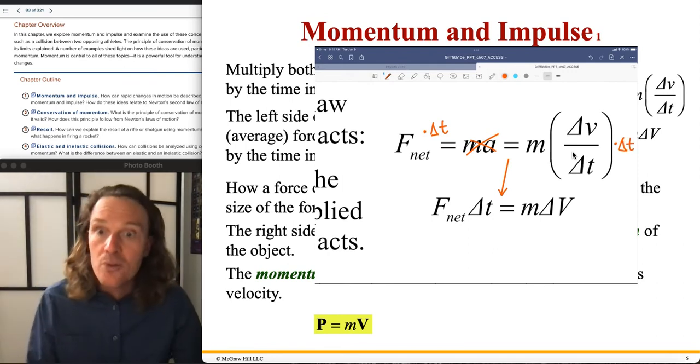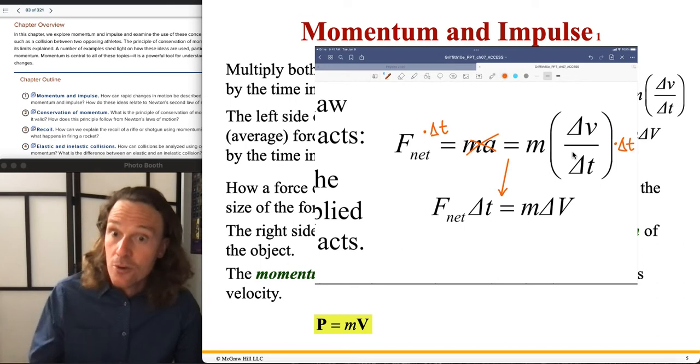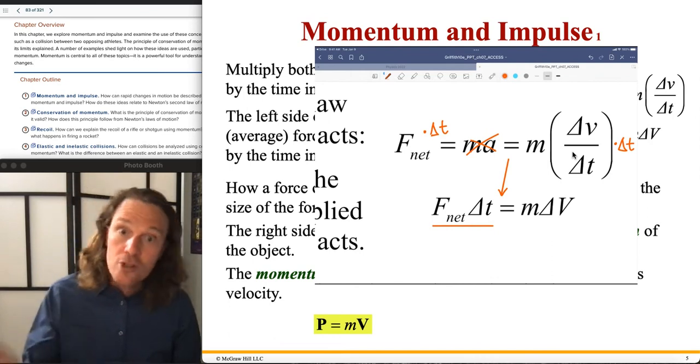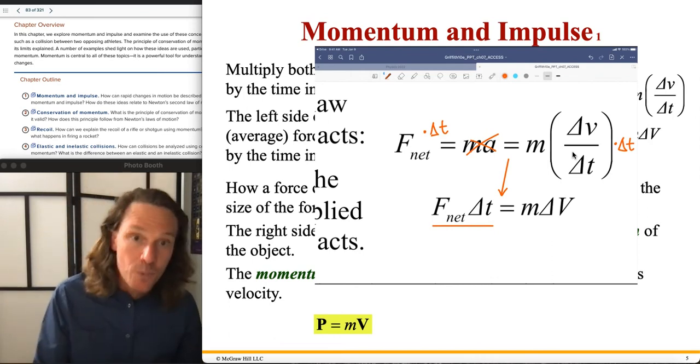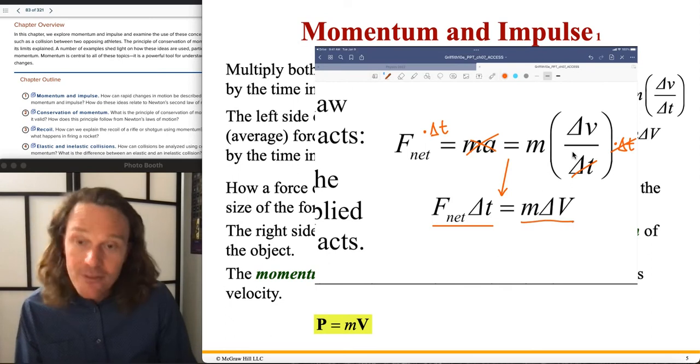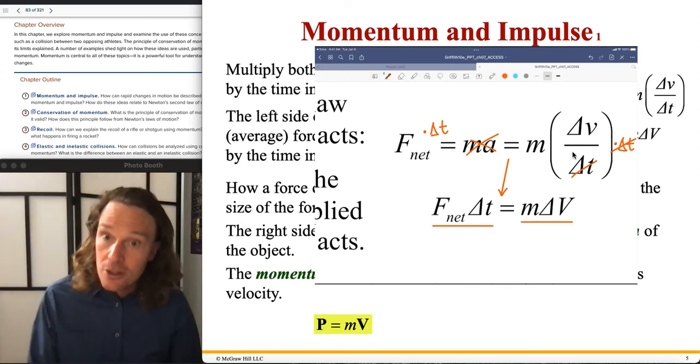Look how that would affect both the left-hand side, where the force term is, and the right-hand side. Over here, it's just going to make a new expression, force multiplied by change in time. But over here, the delta T's will cancel. So all we're going to have left on the right-hand side is m times delta V.